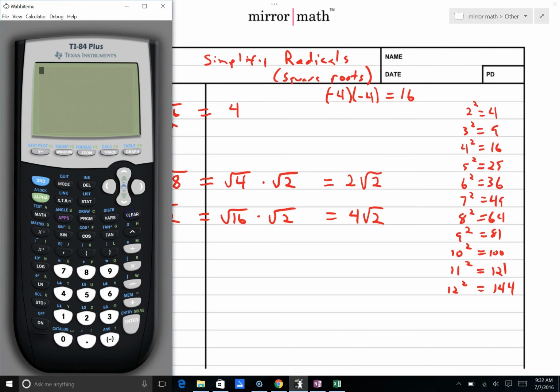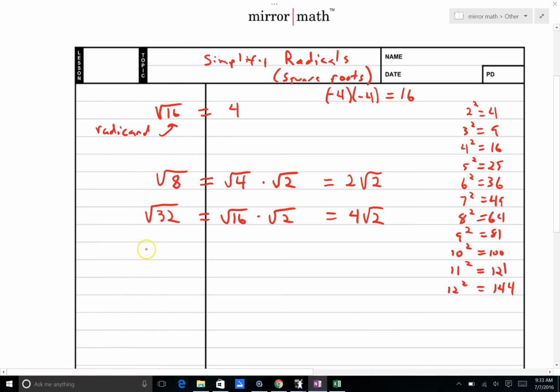To my home screen, I'm going to evaluate the square root of 32, the second square root, 32. And you will see that's about 5.66. And now I will evaluate 4 times the square root of 2. Don't need that parentheses there. Enter. And you see they're exactly the same. Square root of 32 and 4 times the square root of 2 have the same decimal approximation.